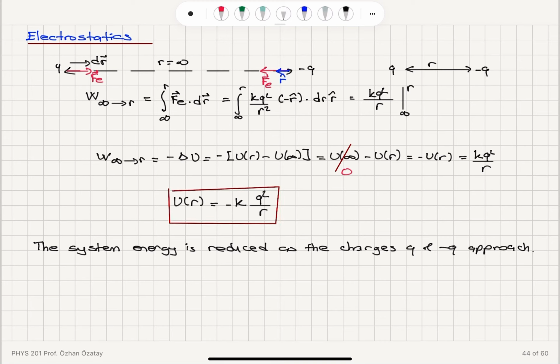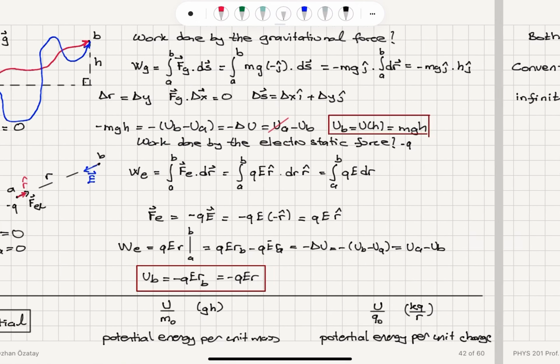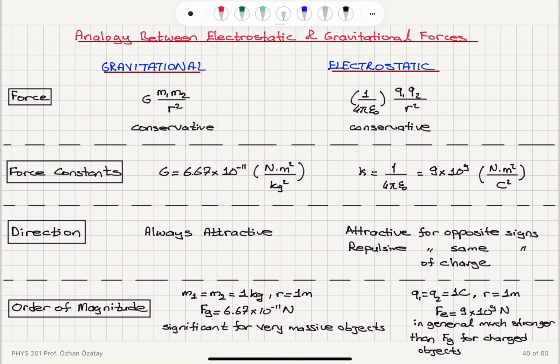Okay, so once again, I see that the system energy is reduced as the charges approach each other. Okay, so let's summarize what we said here. We have compared gravitational and electrostatic cases. Gravitational force, G m1 m2 over r squared. Electrostatic force, Coulomb's constant, K, 1 over 4 pi epsilon 0, Q1 Q2 over r squared. Both forces are conservative, but the force constants have a big difference. The gravitational constant is 6.67 times 10 to the minus 11. Coulomb constant is 9 times 10 to the 9 in SI units.